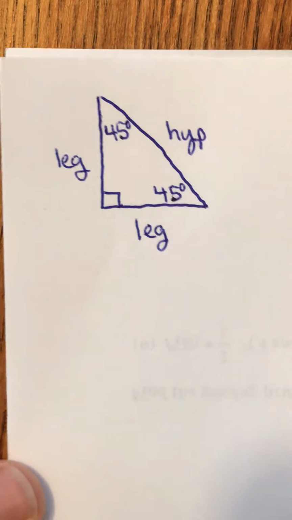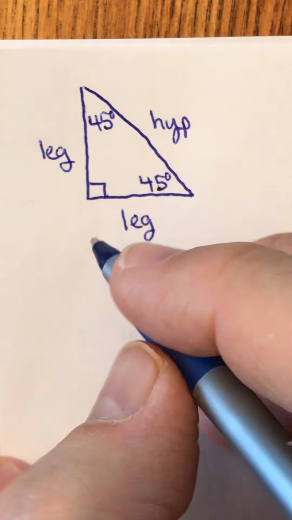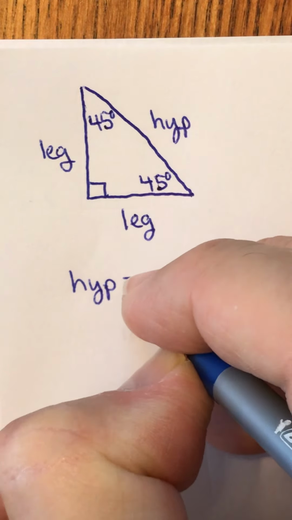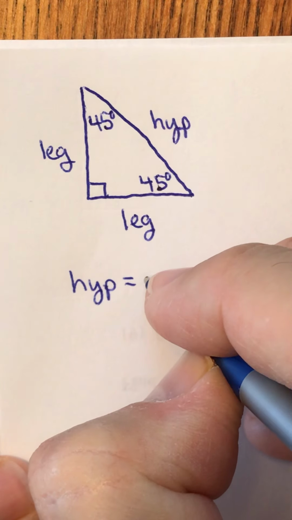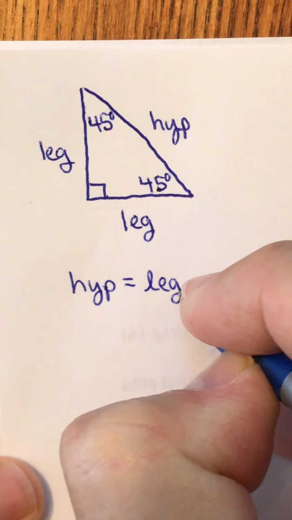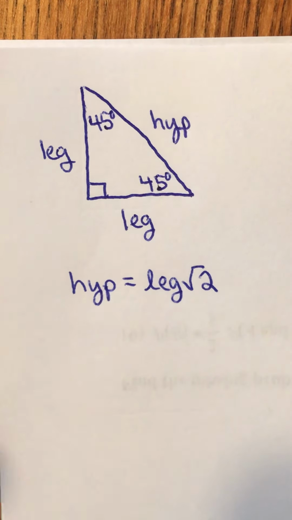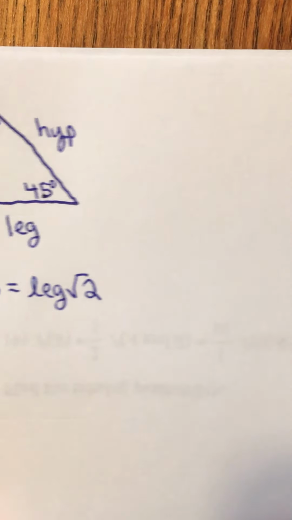And we learned yesterday that the hypotenuse is equal to the leg times the square root of 2. That's very important. Very important that you know that. You should write that down on, maybe, the next card.